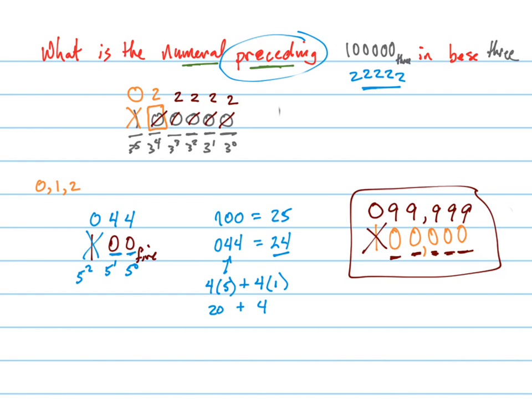And what's the number following this number? If they asked you what's the number following that number in base 3, what would you have to change? You would just have to add one more. So it would be 1 with four 0s and then a 1. That would be the number following it.